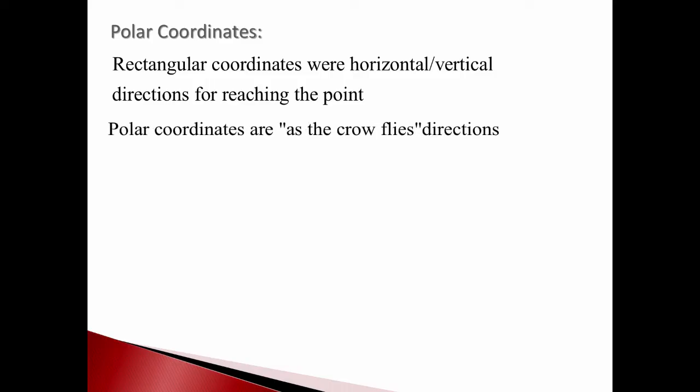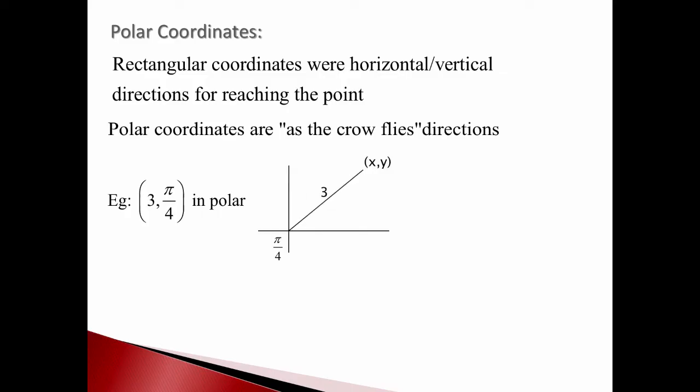But polar coordinates are as-the-crow-flies directions. They're like how you'd give somebody directions if everybody was flying around in a helicopter. So for example, the point 3 comma pi over 4 in polar coordinates means you fly a distance of 3 units in the pi over 4 direction. And of course, just like we did when we were learning trigonometry, we measure angles starting from the positive x-axis and moving around counterclockwise. So the picture starts here, at 0 degrees, and we move around this way to get to pi over 4.